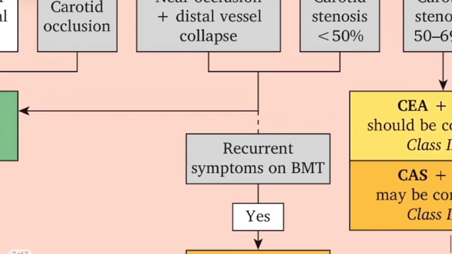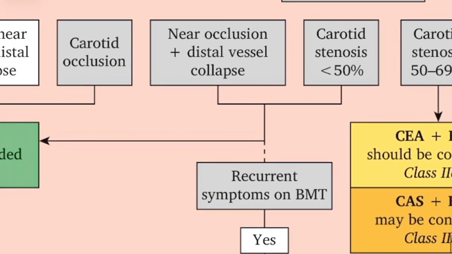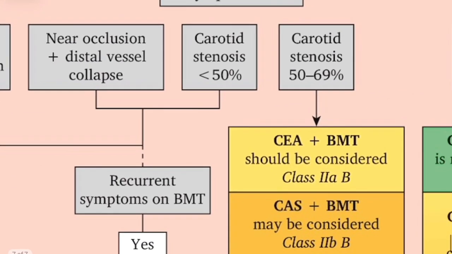Understood? So generally, if you use common sense: stenosis less than 50%, total occlusion of the carotid artery, or near total occlusion with the distal vessel collapse, don't do anything, just advise them to undergo medical therapy. But if they have recurrent symptoms on BMT, then you go for stenting or endarterectomy.